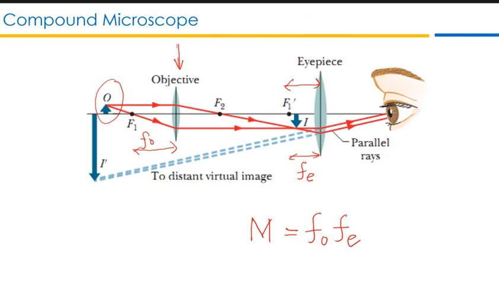The objective has a smaller focal length, and the eyepiece has a larger focal length. So this is FE. Okay, that's the end of refraction, the application of refraction as lenses.